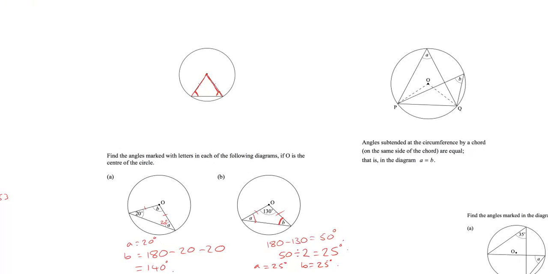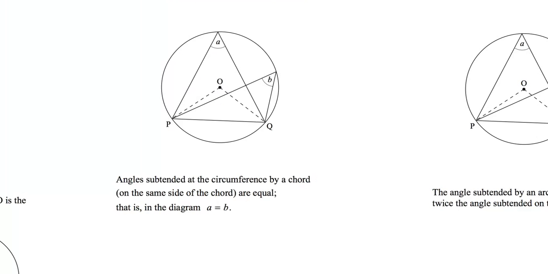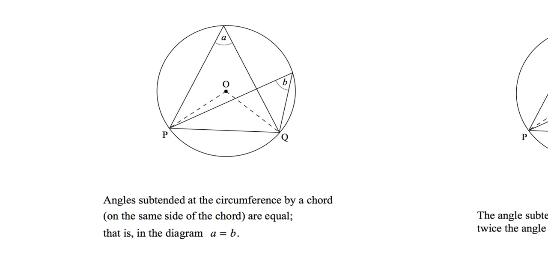Okay. Let's move on and look at some other examples. Right, okay, so next one. If we have a chord, and a chord is just a line that cuts a circle, so look, P to Q there is a chord. If we take lines from each of those two points, P and Q, and connect them to any part of the circle, we're always going to get the same angle, right? So in this case, A is the same as B.